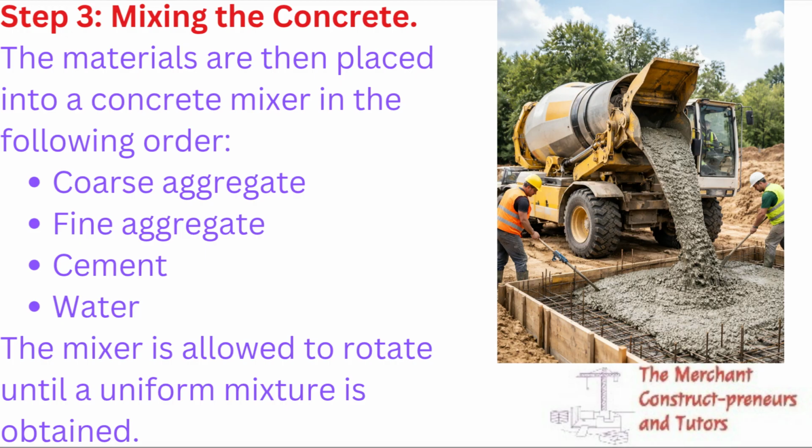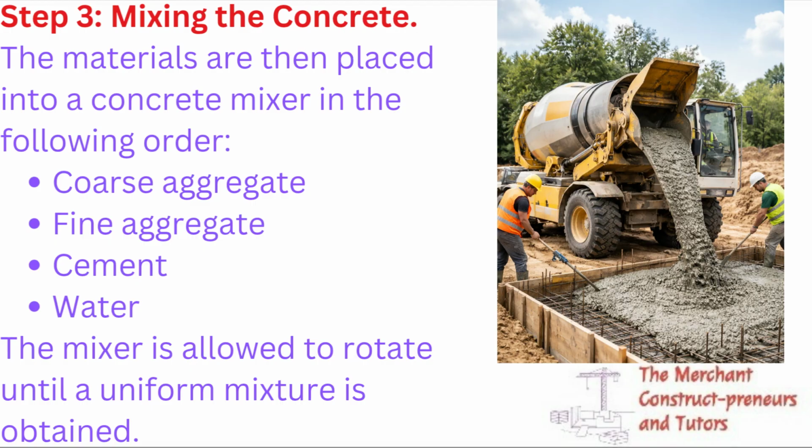So step 3 is the mixing of the concrete. The materials are placed into the concrete mixer in the following order, depending on how you want to do it: granite, fine aggregate, cement, water. In some cases, some people put water first, then put granite, put sand. When you mix, then put cement in between, then you put sand, granite, and the rest. The mixer is allowed to rotate until a uniform mixture is obtained. Just as you can see from the image there, the mixer will mix it after measuring and batching it by volume, and will now mix it together to ensure that it has a uniform color. It is workable.